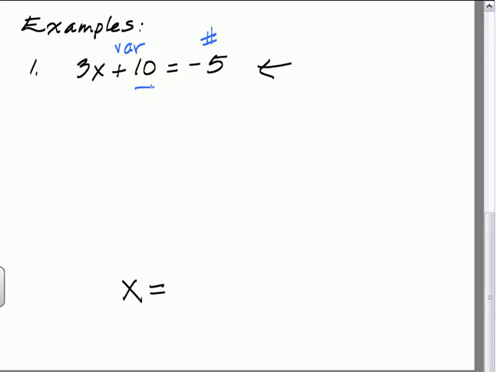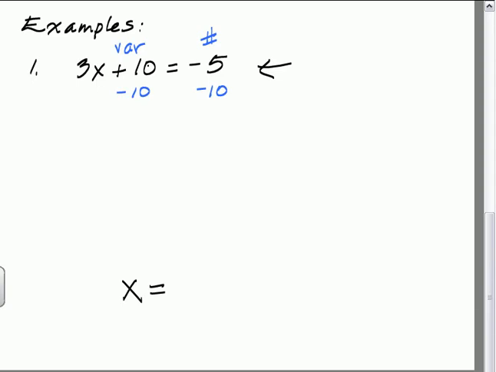So, how we get rid of that 10 from the left, you look and see what's being done, and you just do the opposite, because that'll get rid of it. So that 10 is being added. So the opposite of adding 10 is to subtract 10. And we remember, if we do something on the left, we've got to do the very same thing on the right. So let's take a look at what's the result of subtracting 10 from both sides.